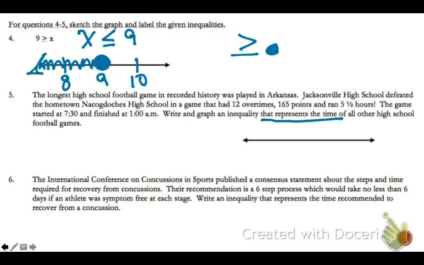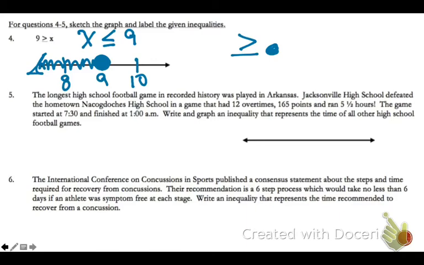The longest high school football game in recorded history was played in Arkansas. Jacksonville High defeated the hometown Nacogdoches High School in a game that had 12 overtimes, 165 points, and ran 5.5 hours. The game started at 7:30 and finished at 1 a.m. Write and graph an inequality that represents the time of all other high school football games.